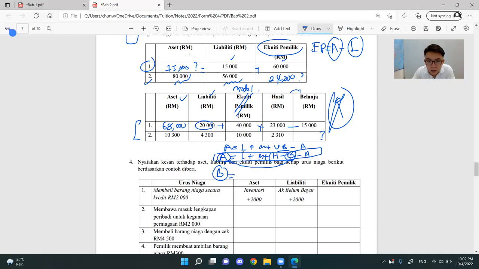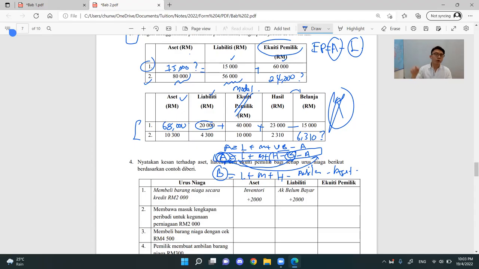So this A, we move to the other equation. So it becomes a minus. So it becomes liability plus modal plus hasil minus ambilan. And then you have to minus your asset. So now, use your liability 4,300 plus your modal 10,000. And then plus your hasil 2,310. And then minus your asset, which is 10,300. Then you get 6,310.